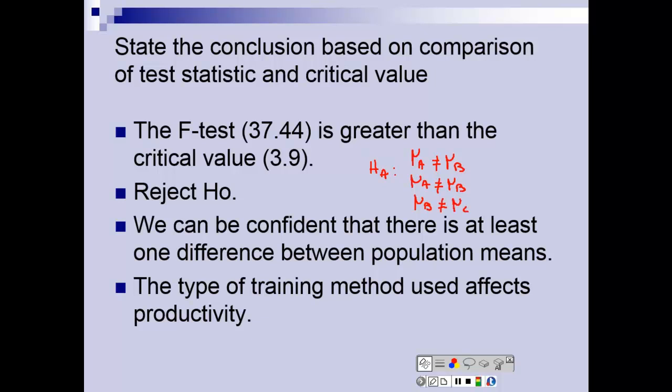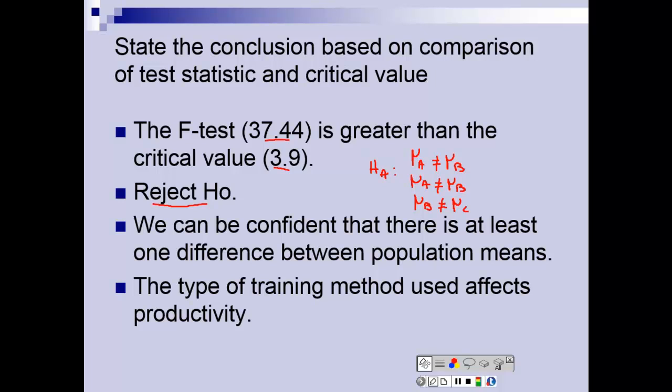At least one of those is true. All we've said now, when we reject H0 because 37.44 is greater than 3.9, is that at least one of those is true. And we can say then that type of training has some effect on productivity. And we don't know which training program is better or worse than any of the others. We just know that there is a difference.